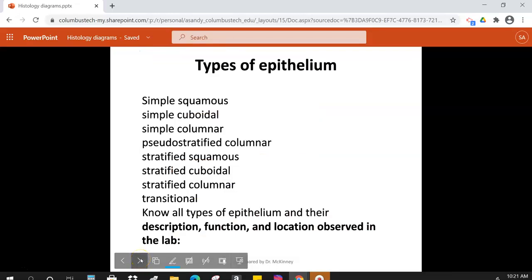Okay, so the different types of epithelium we have are simple squamous, simple cuboidal, simple columnar, pseudostratified columnar, stratified squamous, stratified cuboidal, stratified columnar, and transitional. You should be able to identify all of these different types by looking at a histological image of them. And you should be able to give a representative location and function for each type of tissue that you see.